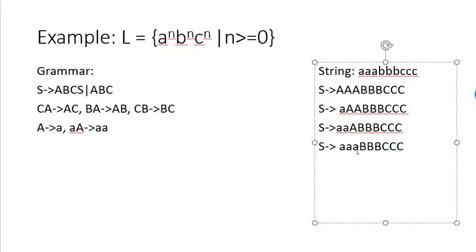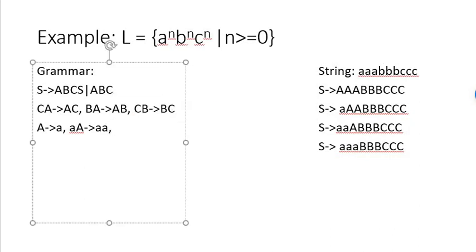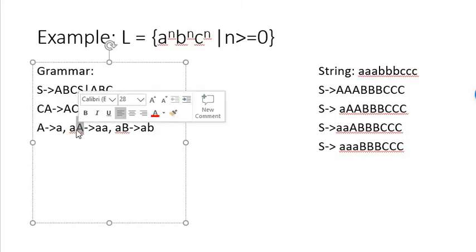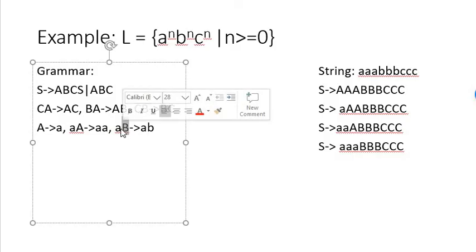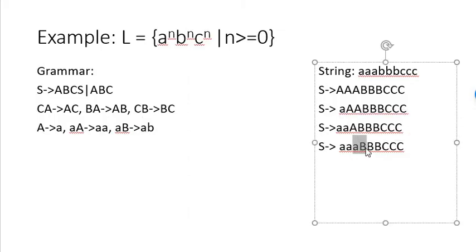Then what should we say? If small a capital B is there, then it should be replaced by small b, right? So small a capital B should be replaced by small b. What we are doing here is looking at the context of the non-terminal. What we are saying is that if the left context of non-terminal B is small a, then it should be replaced by small b, right? So this small a capital B will be replaced by small b.